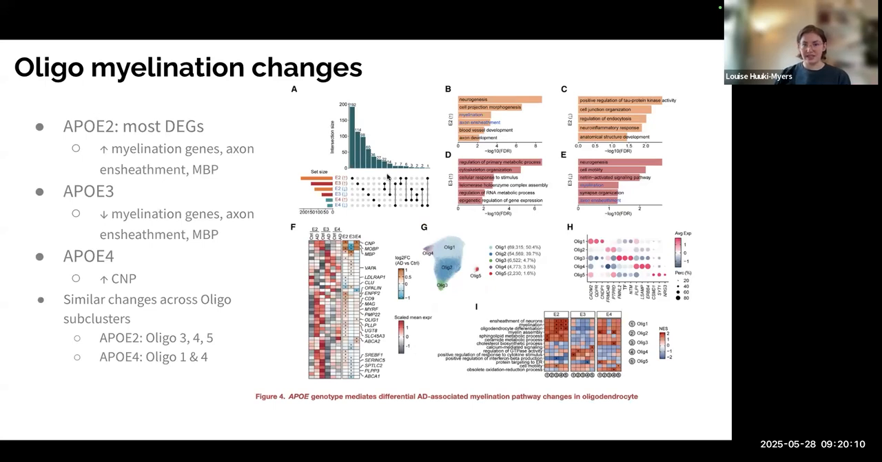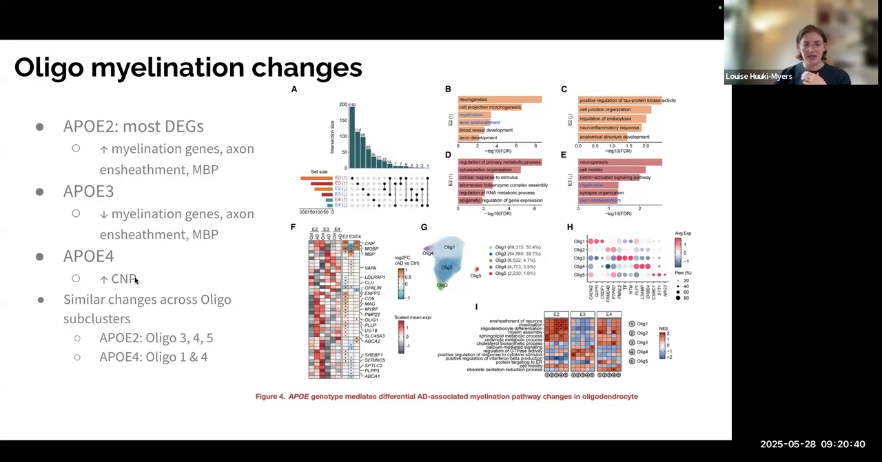So again, we can kind of see this. They focus on the unique genes that are only upregulated in E2. Let's check out what those gene sets are. And we can see that there's myelination, axon sheathment. For E3 unique genes, we see a downregulation of myelination genes and axon sheathment. So kind of the opposite of this. And then including MBP, which is myelin basic protein.